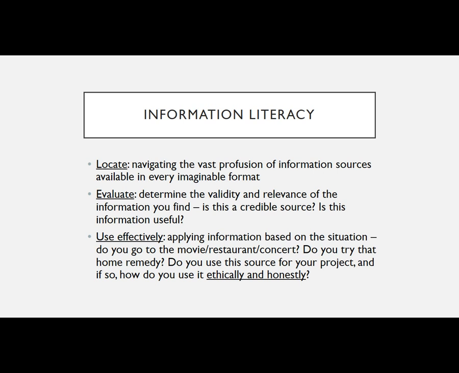So do you need just general information? Do you need reviews? Do you need scholarly and academic information? Something that's been through the peer review process, which is something that we'll talk about in a later class. Think about the kind of information that you need for that situation. You can then evaluate the information that you find by determining the validity and the relevance of the information, whether it's a credible source and whether the information is useful and trustworthy.